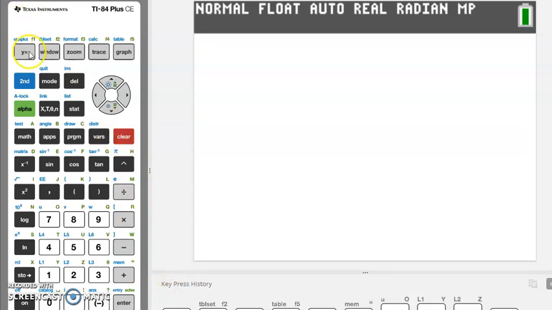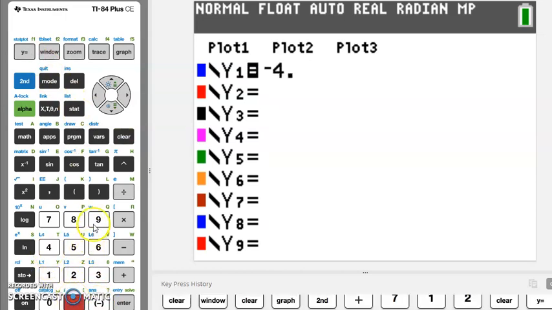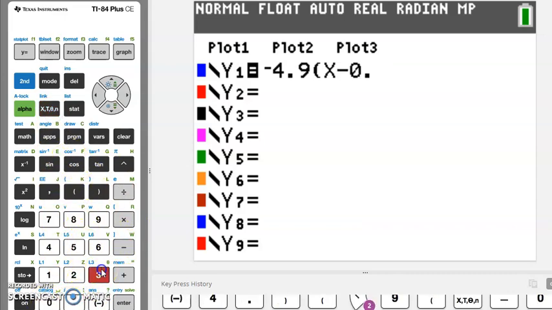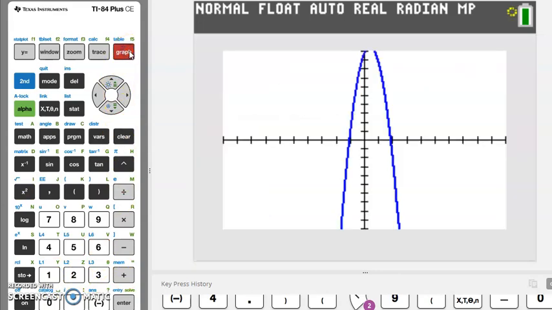So we'll graph our equation. We hit y equals. We put it in negative 4.9, bracket x minus 0.35, close my bracket, squared, plus 10.6. We hit graph. There's our graph.